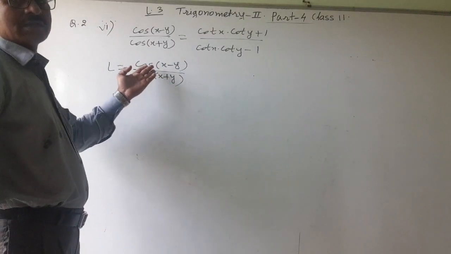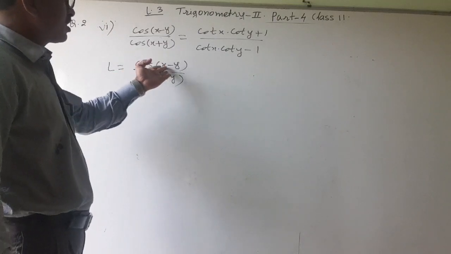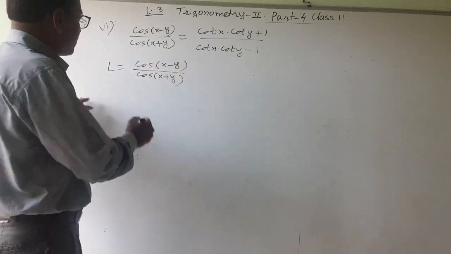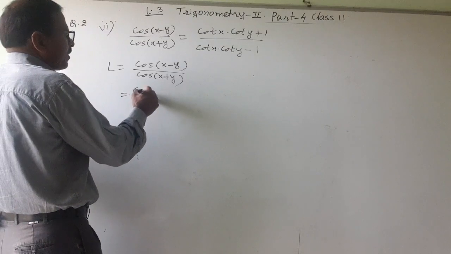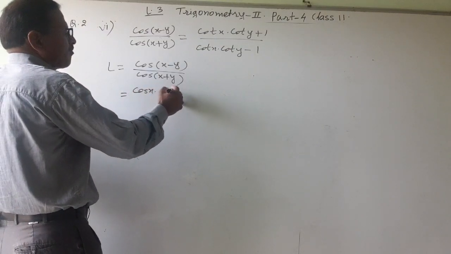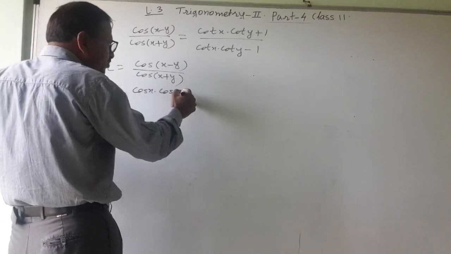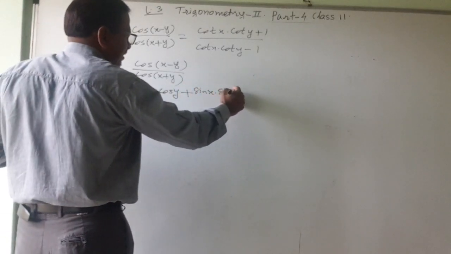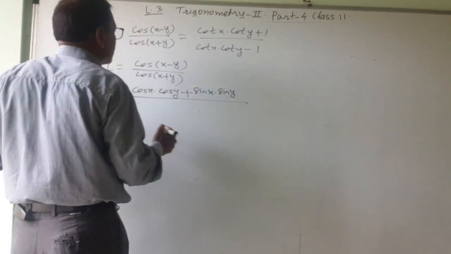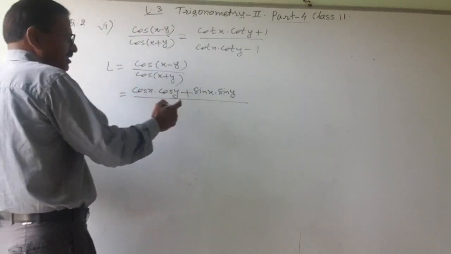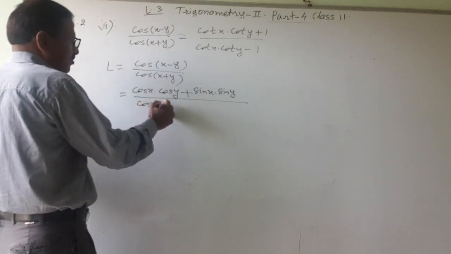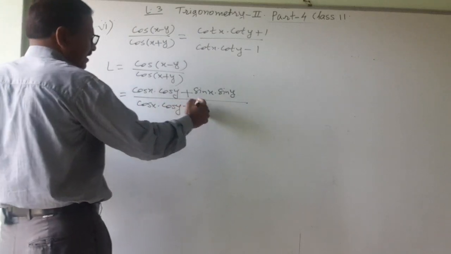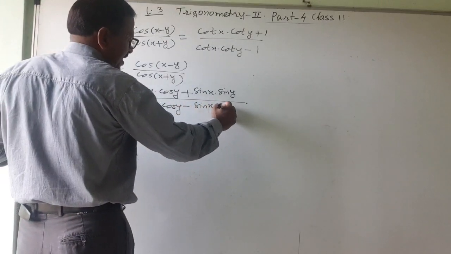Expand this: cos of a minus b is cos a cos b plus sin a sin b. So that is equal to cos of x into cos of y plus sin of x into sin of y upon, this is plus so it will become minus here, cos x into cos y minus sin x into sin y.